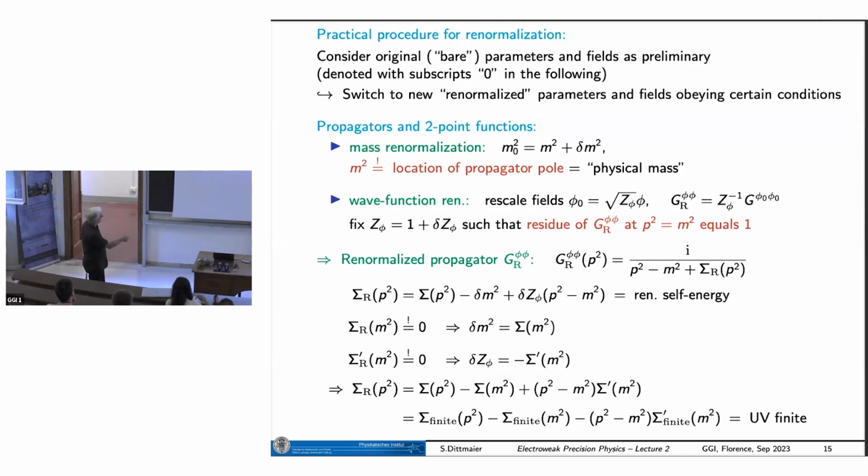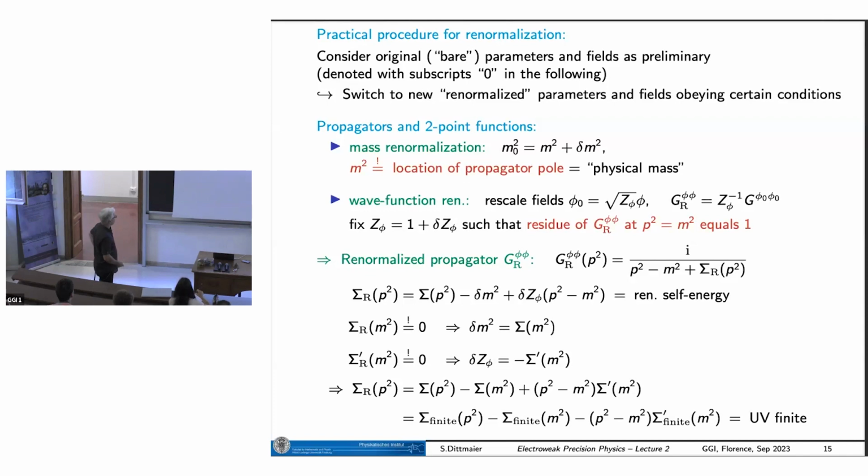And you can adjust, of course, the delta m and the delta z in such a way that the newly defined renormalized self-energy, in fact, is ultraviolet finite. So this is only having a first glance at the ultraviolet divergences. Of course, you have to do it in a more proper way, because you also have to control in a proper way the finite parts of this sigma.